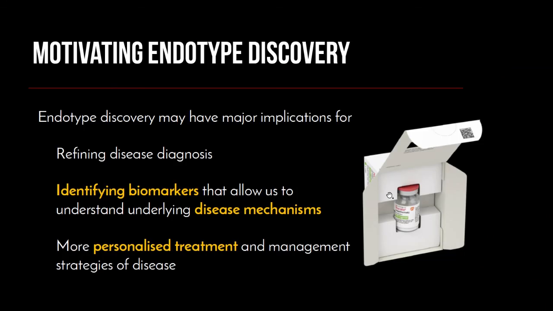So I think this is a motivating example of endotype discovery, which has major implications for refining disease diagnosis. Using this, we could identify biomarkers. We identified that genetic biomarker, which helped us to understand the underlying disease mechanism. And this is the sort of approach that helps us in machine learning, that helps us to move towards more personalized treatments and management strategies.